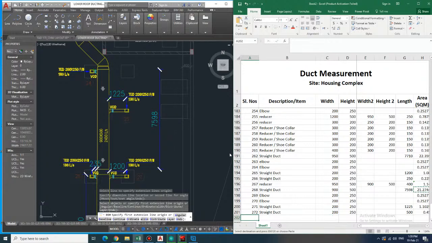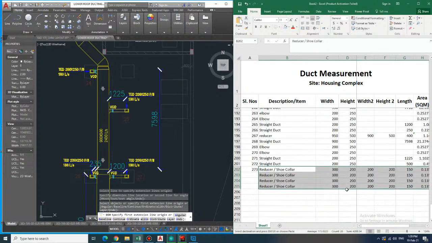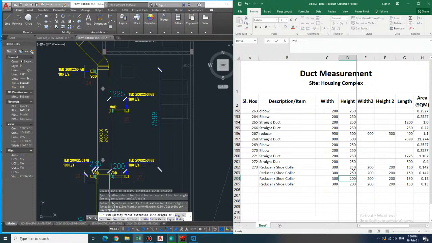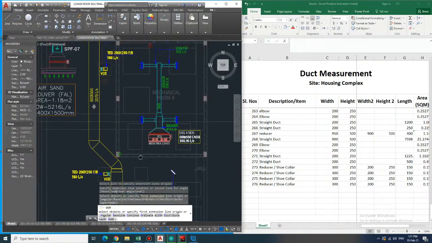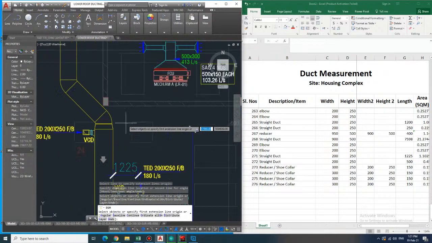So straight is finished. 273. This shoe collar, this shoe collar, this shoe collar, this shoe collar we missed. So total 4 shoe collars. So I will apply this one, this one, this one. Total 4 shoe collars. The size is 250, 250, 250. Let's also finish. Next, it's not going to finish. Next is one reducer.